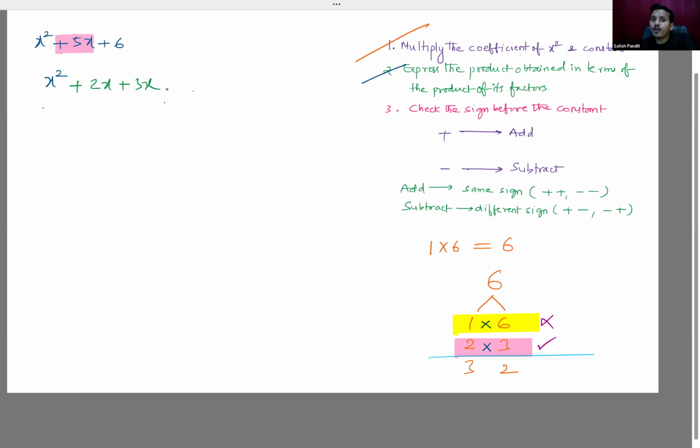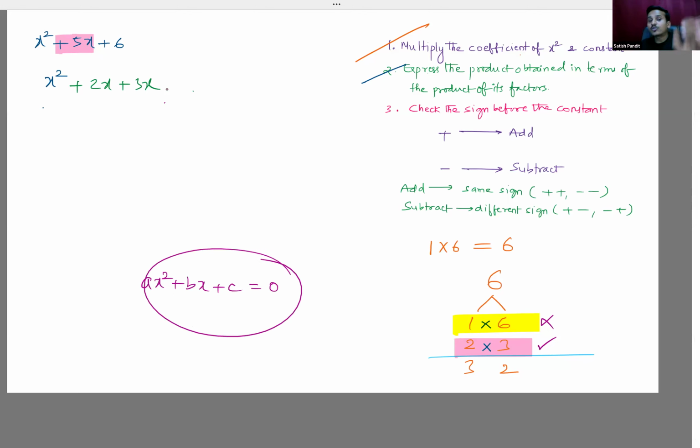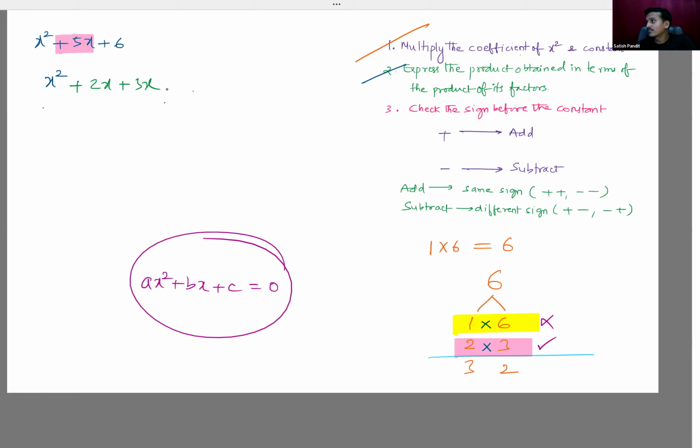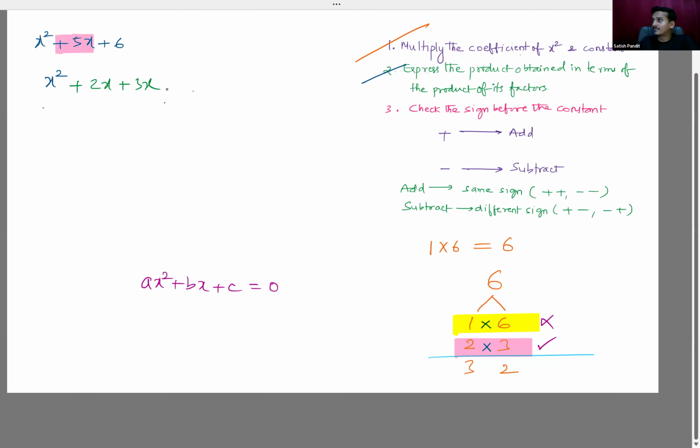Because the standard form of a quadratic polynomial is what? Ax square plus bx plus c. This is the standard form of a quadratic polynomial, not equation. Equation means you'll have an equal to 0. This becomes the standard form of a quadratic equation. And why is it called an equation? Because we have an equal to sign. Quadratic equations is a chapter in 10th standard. Okay.